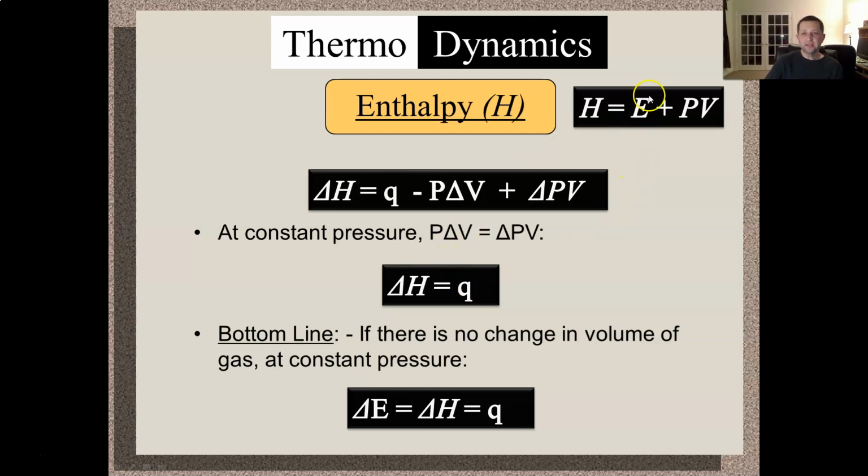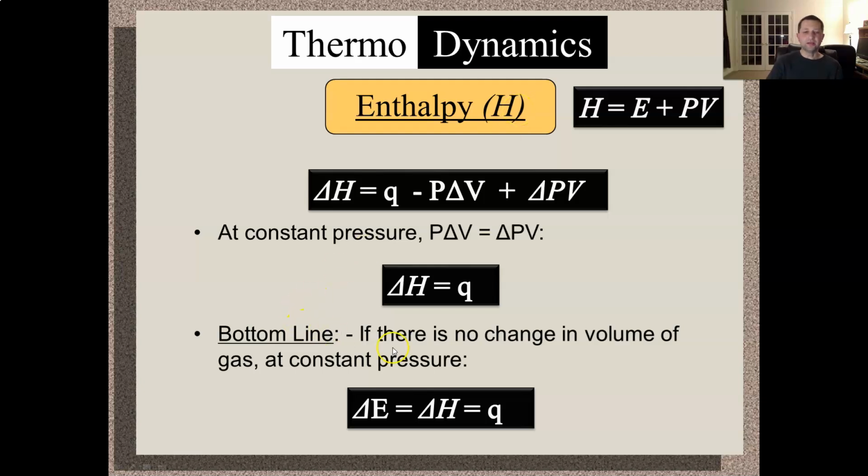So the idea here is that we never truly know the internal energy of a system, but we could always find the change in energy of a system. So that's why typically we're going to find something called a ΔH, or a change in energy, and not a true energy or enthalpy value.